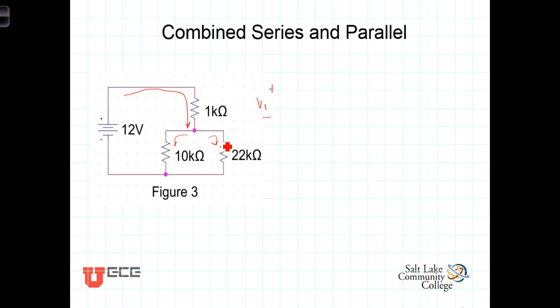Since they're in parallel, the voltage across the 22K ohm resistor is the same as the voltage across the 10K ohm resistor. And we're going to call the voltage across that then V2. To do this, let's demonstrate how we can use our understanding of combining two parallel resistances into an equivalent single resistor.